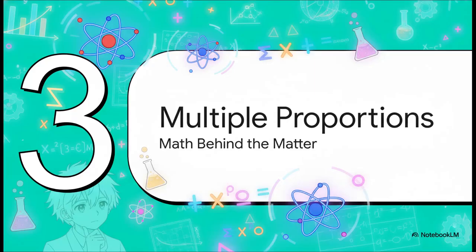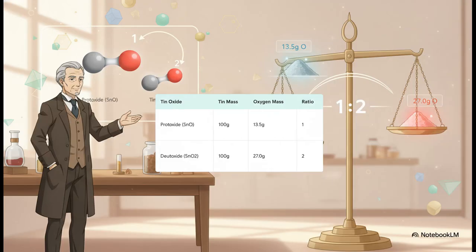Which brings us to part 3, the law of multiple proportions, the math behind the matter. And this brilliantly illustrates where Dalton's genius truly shines. He didn't just theorize, he looked at the hard numbers. Specifically, he studied different oxides of tin. He found a gray powder, which he called a protooxide, and a white powder, a deutoxide.